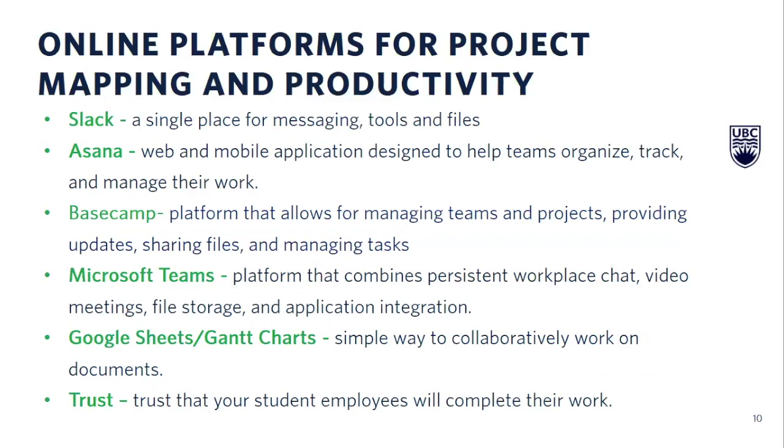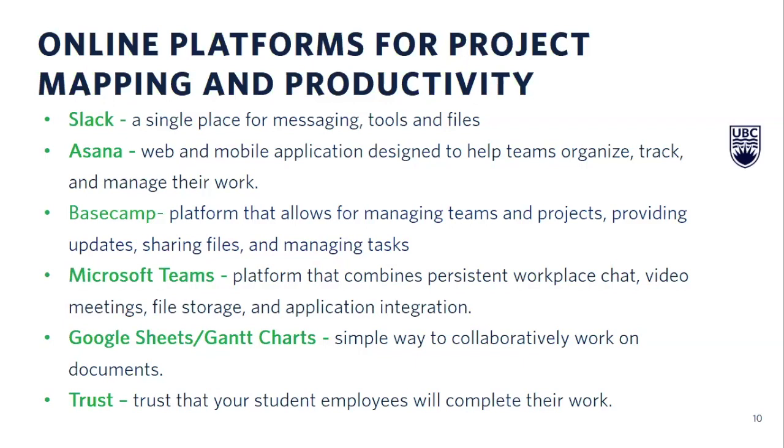So Slack is a popular one. Lots of teams use it. It's a single place for messaging, offers various other productivity tools, as well as exchanging files. This is something that students are probably more familiar with, but it is a great place for teams to communicate and can also help cut down on the number of emails that need to be sent within a team. Asana is a very similar web and mobile app that's designed to help teams organize, track, and manage their work. Slack and Asana are similar with some differences, as well as Basecamp.